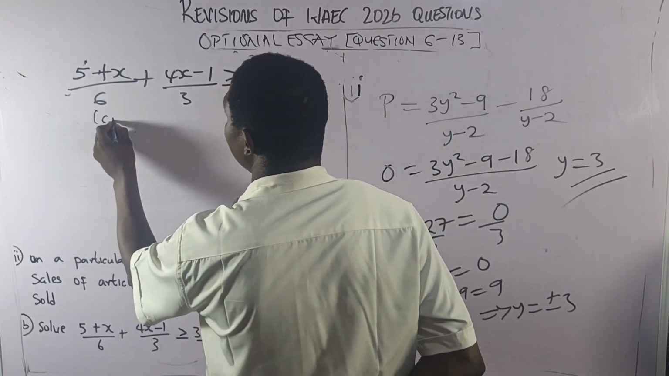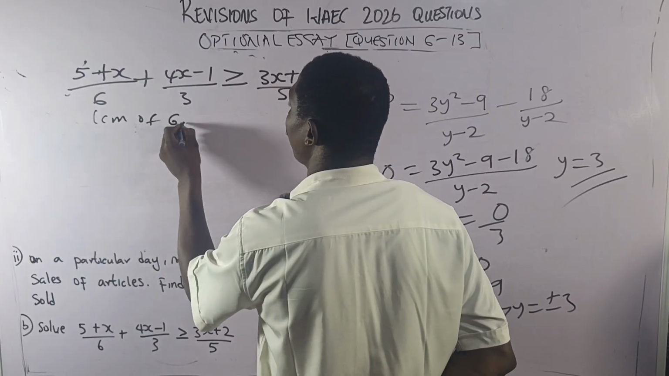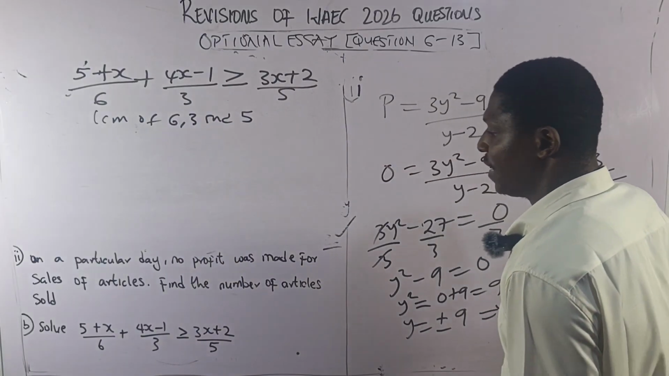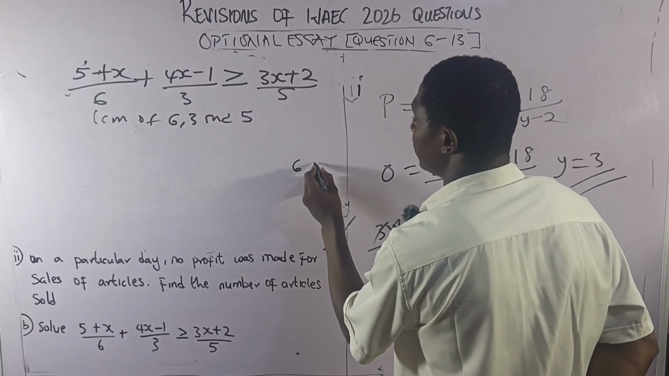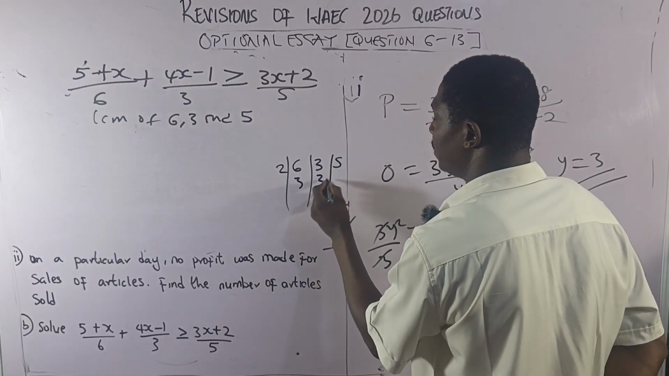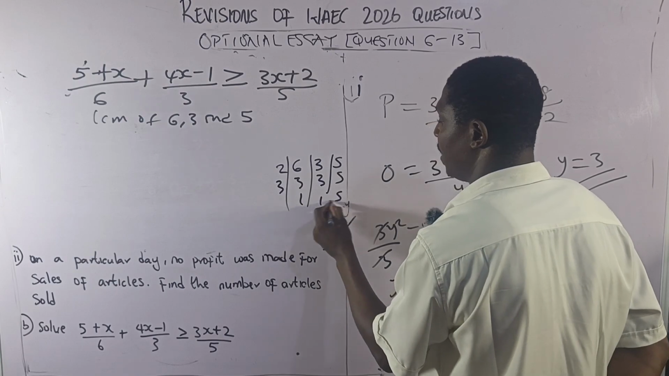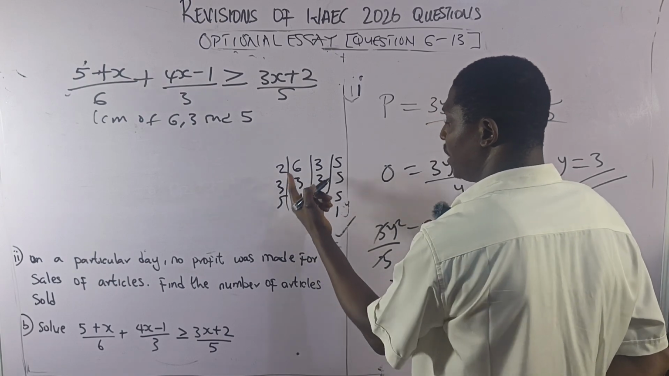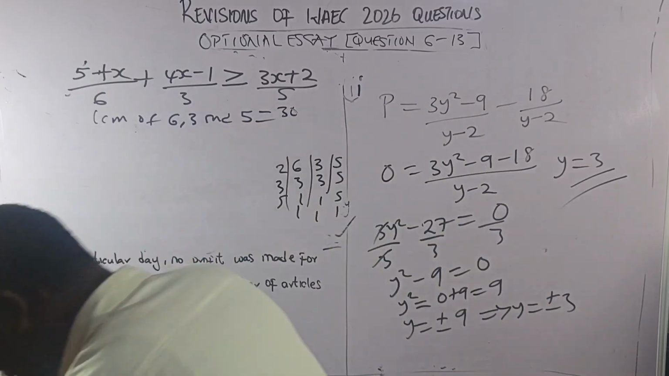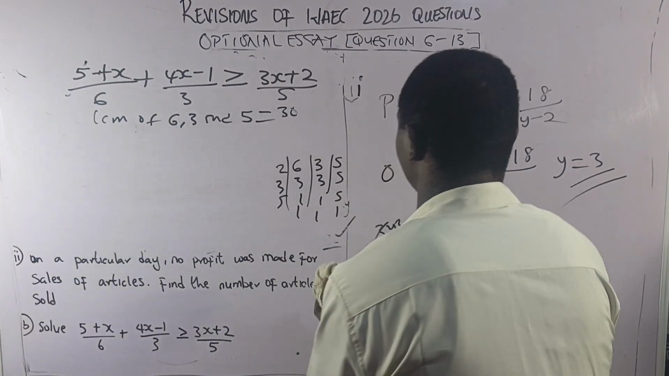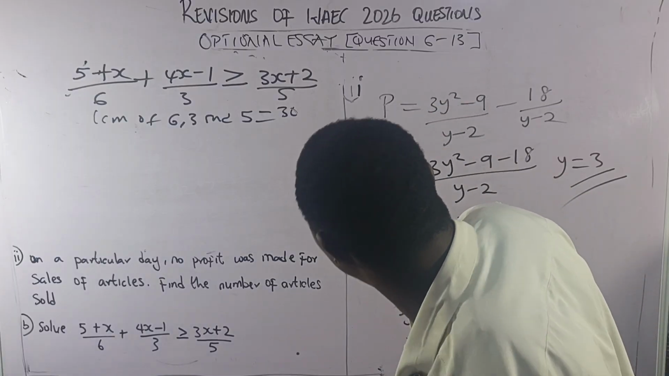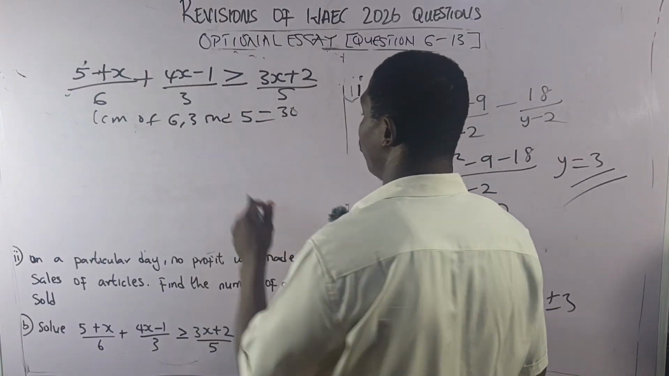Now, our LCM of 6, 3 and 5. This is my 6, this is my 3, and this is my 5. 2 here: 3, 3, 5. 3 here: 1, 1, 5. 5 here: 1, 1, 1. 2 times 3 is 6, 6 times 5 is 30. So my LCM is equal to 30.